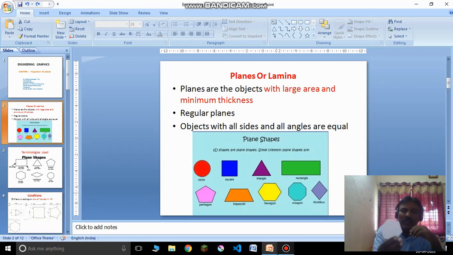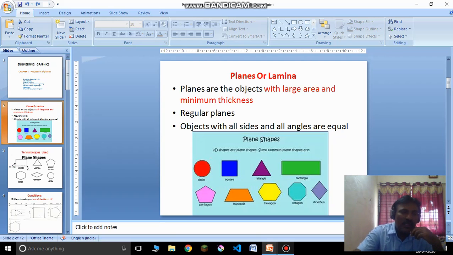Similarly, I have another object. Can you tell me what this is? This is nothing but a hexagon. Six sides are there. Again it has only an area, but it doesn't have any thickness. Such objects we call planes or laminas. And regular planes means, as I told, all the sides of this lamina are equal and it has equal angles. Such objects we call regular laminas.